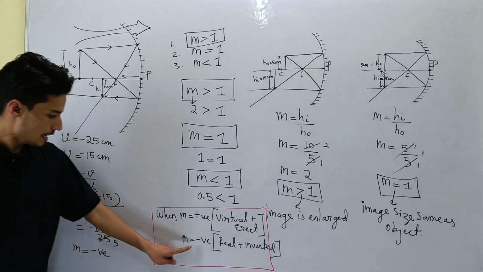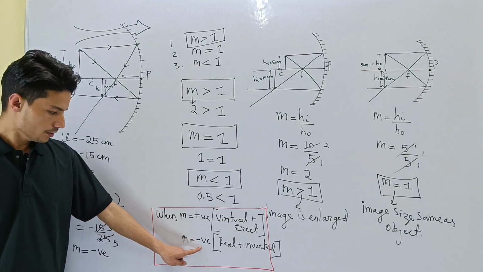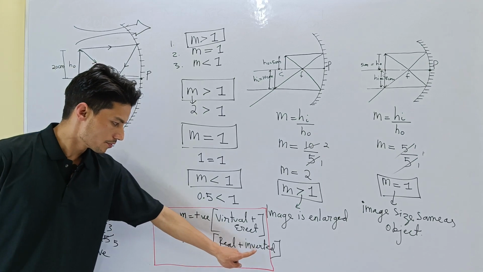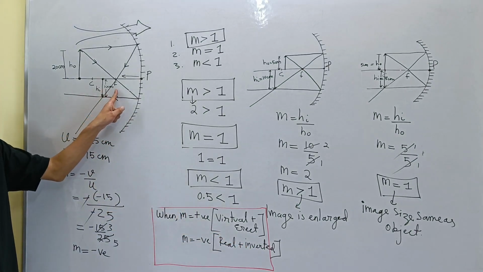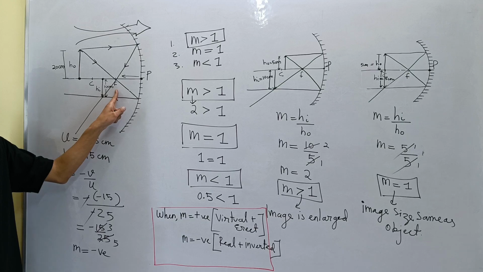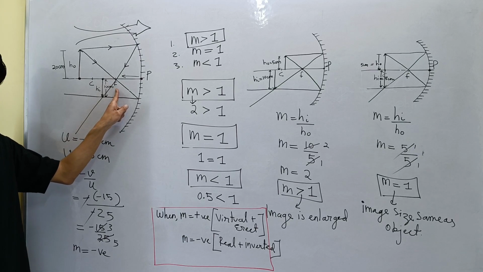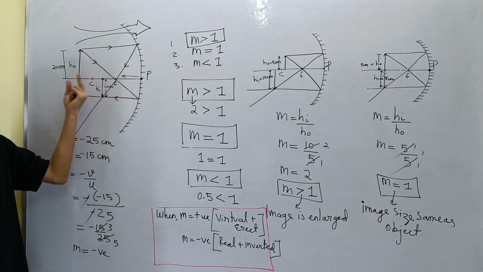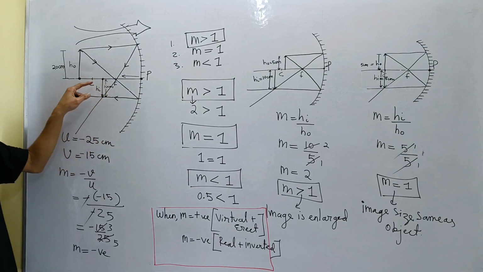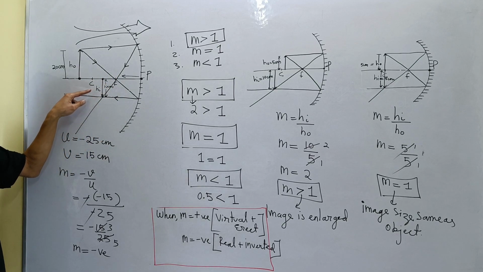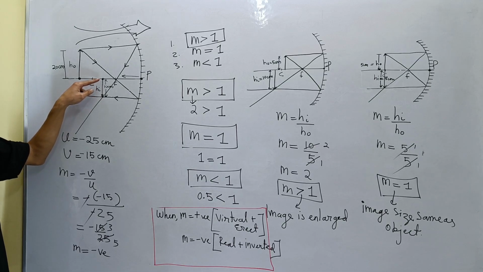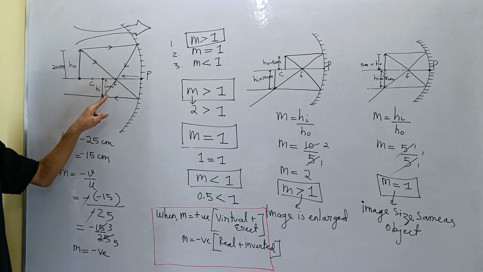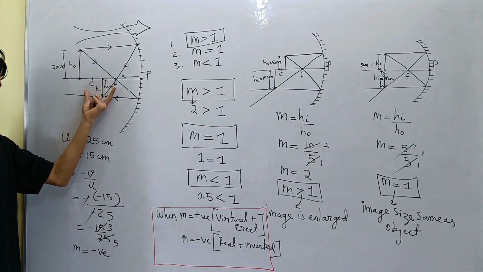Okay, so when m value is negative, what should we understand? That it is real and inverted. Let's check. Is this a real and inverted case? Class, is this a real and inverted case? The answer is yes. This is a real and inverted case. Look at the image. Is it inverted or not? Yes, this is inverted. Okay, the image is inverted. And the rays are actually meeting. So this is a real and an inverted case.